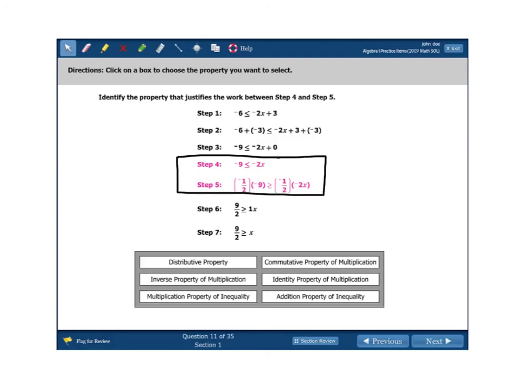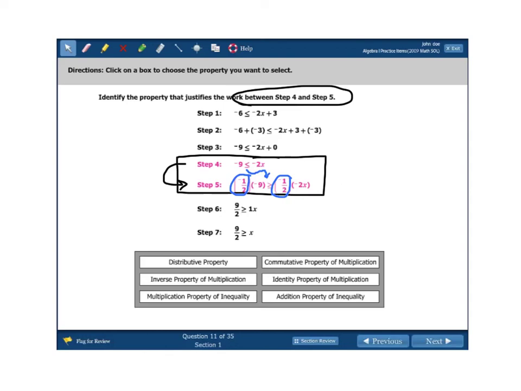Now we're at the point where we need to be paying close attention. So this is the step. What did they do from 4 to 5? The work between 4 and 5. And I really like the way that that's stated, because sometimes we have trouble recognizing which step they are asking about. This is easy, between 4 and 5. So what's different is that they've taken both sides and multiplied by -1/2. And in that process, I want you to look at that symbol. Oh, they flipped it around.